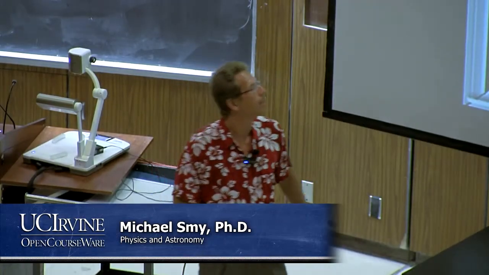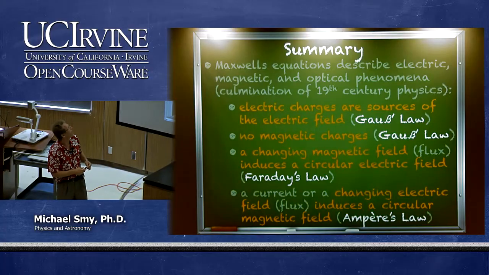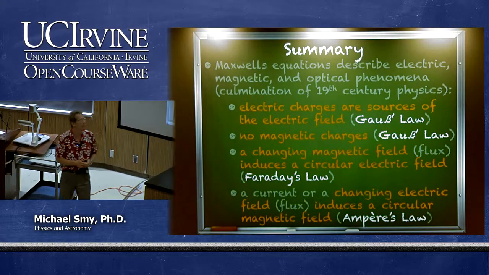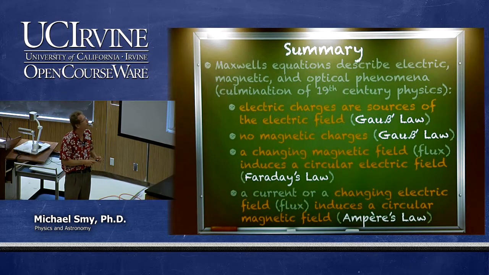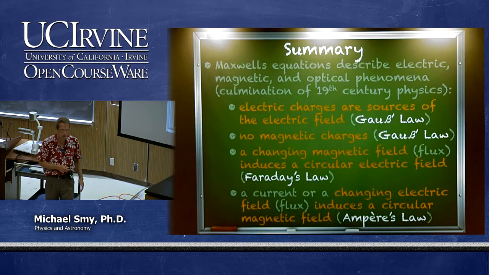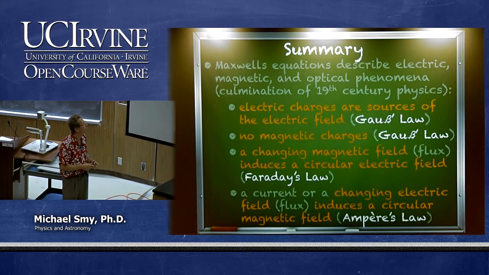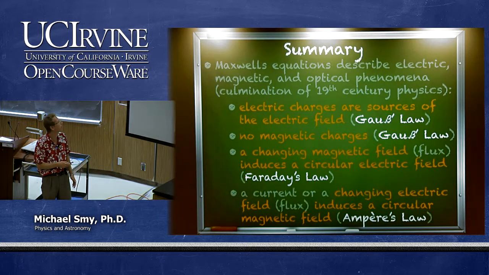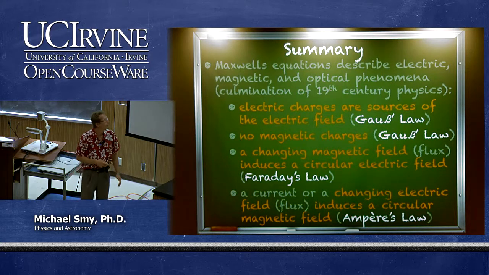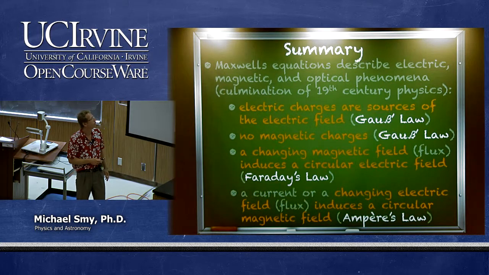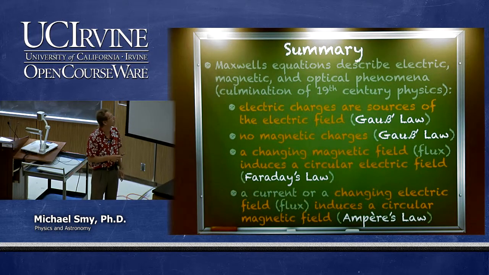Hello. I guess it's a bit weird to start with a summary, but I didn't get to the summary of the electromagnetic wave chapter last time, so let me just summarize what we did last week. We looked at Maxwell's equations, which are the crown achievement of 19th century physics describing electric, magnetic, and optical phenomena. And there are four equations in this set.